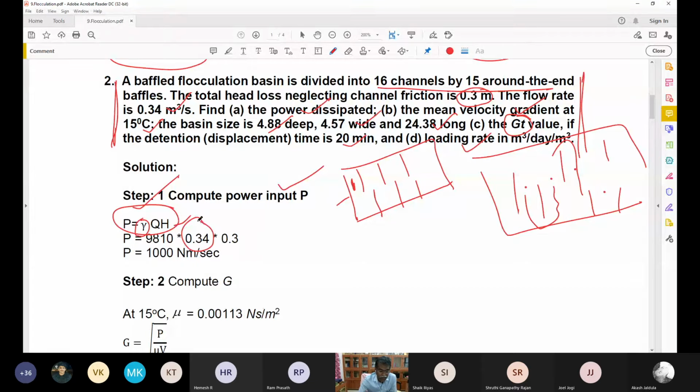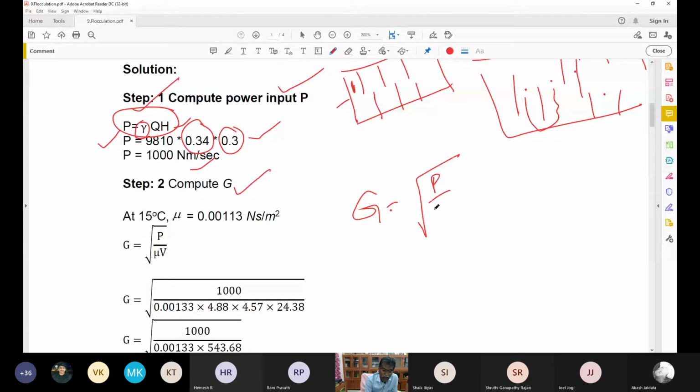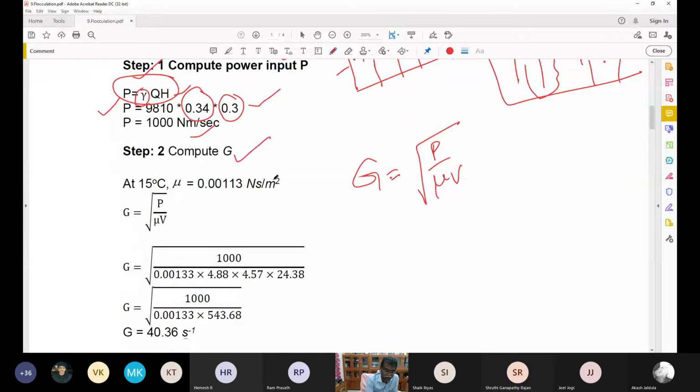Yes, sir. Then the G value you can calculate using this formula. G is equal to square root of P by mu into V. We are already familiar with this formula. It is being asked to calculate the G value, and the temperature has been mentioned, so you can refer to the standard chart of water characteristics at 15 degrees Celsius. What is the dynamic viscosity of water? 0.00113 Newton second per meter square. Substitute directly in this equation.